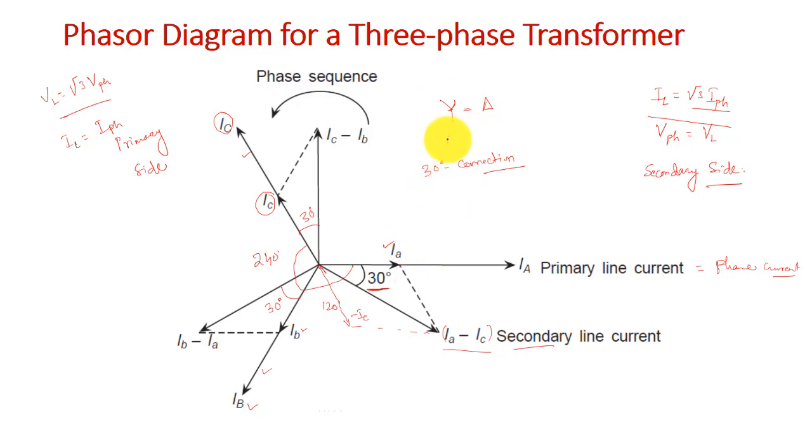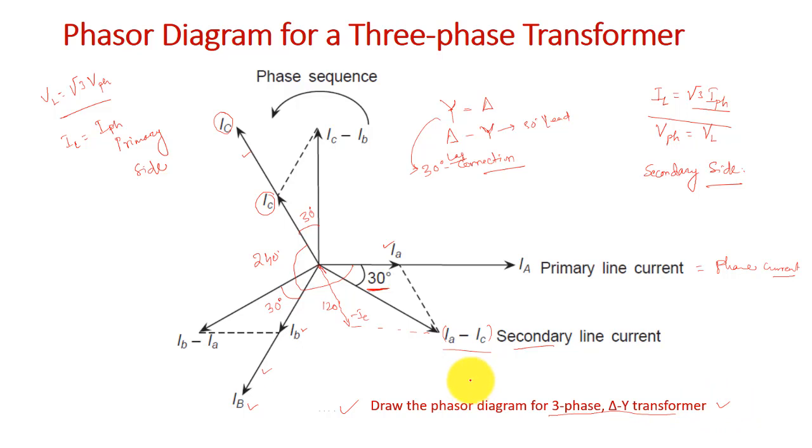Similarly, the delta star connection is also known as a 30 degree connection, but in that case your current will lead, right. So here it is a 30 degree lagging connection, and in that case it will be a 30 degree leading connection. You can see it by doing it yourself, right. Now, you can draw the phasor diagram for the 3-phase delta Y transformer yourself, you can try it. Okay.